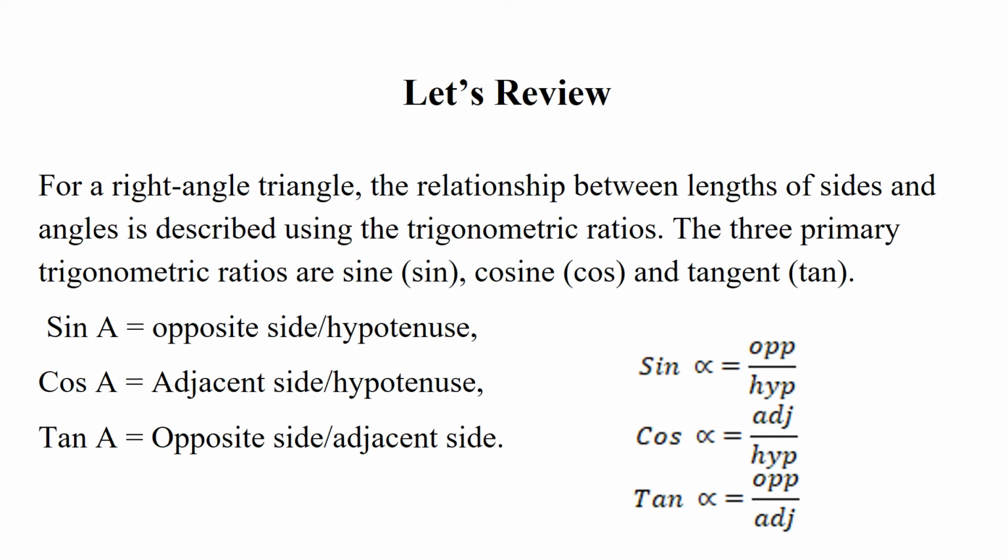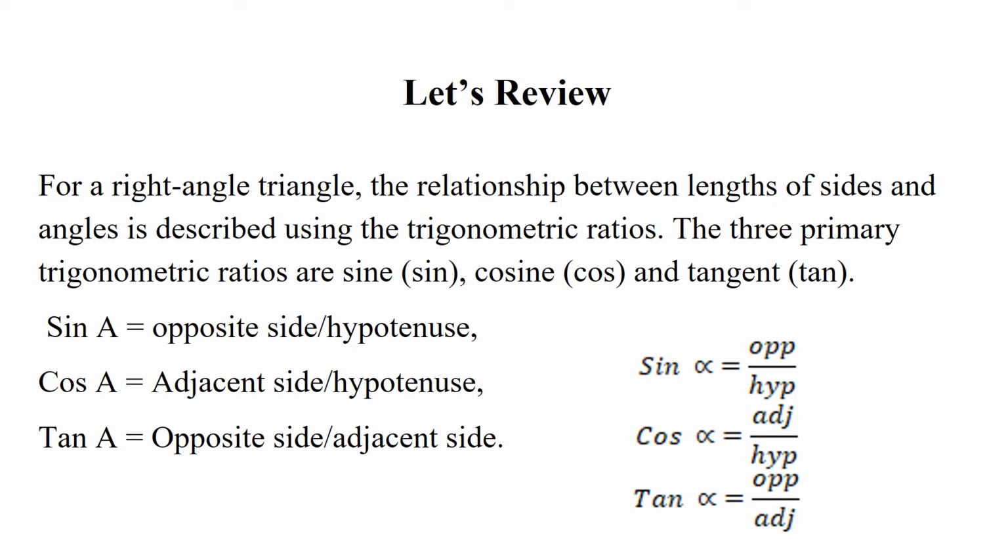All right. Now, each of these ratios is in relation to an angle. So we will see here, for example, sine A, where A is an angle, which is an argument that the sine function accepts. So we read this as the sine of angle A is a ratio of the opposite side and the hypotenuse. The cosine of angle A is a ratio of the adjacent side and the hypotenuse, and the tangent of angle A is a ratio of the opposite side and the adjacent side.